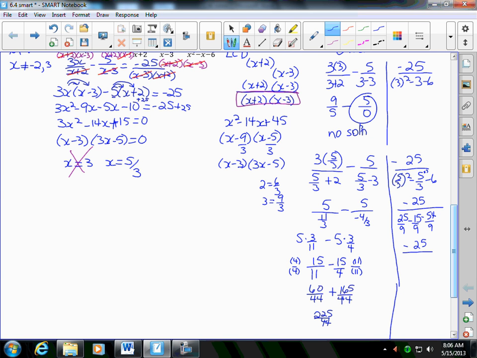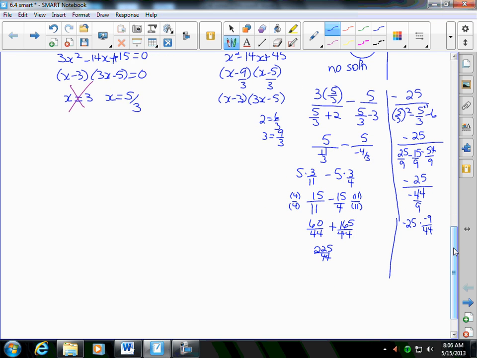Sorry, 25 minus 15 is 10. Minus 54 is a negative 44 over 9. So if I multiply by the reciprocal, so this is times negative 9 over 44. Negative 25 times negative 9 is a positive 225 over 44. So even though it was a really ugly number, it is the right solution.